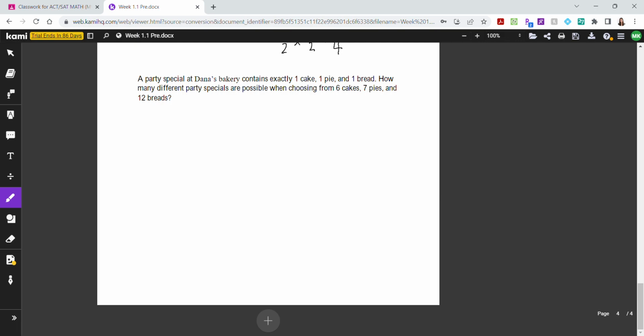So what we would need to do in order to find this answer is essentially just do 6, because we have 6 options of cakes, times 7, because we have 7 options of pies, and times 12, because we have 12 options of bread. And so we would multiply all those together. 6 times 7 times 12 would give us 504. And so that means there are 504 party special combinations that are possible when choosing from 6 cakes, 7 pies, and 12 breads.